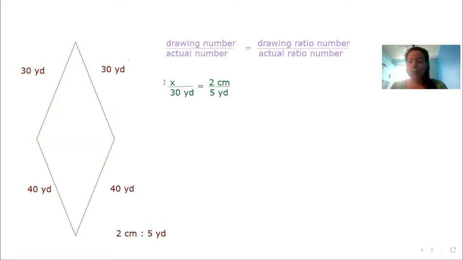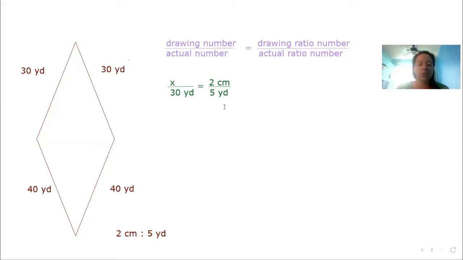The drawing number, I don't know. The actual number is 30. The drawing ratio number is 2 centimeters. The actual ratio number is 5 yards. You will notice yard to yard, centimeter to centimeter. That's how you can check to make sure that you actually have your information in the right slots.